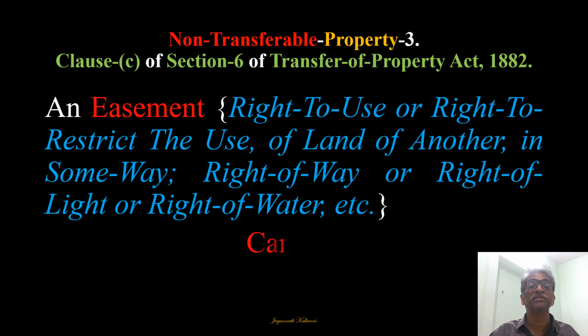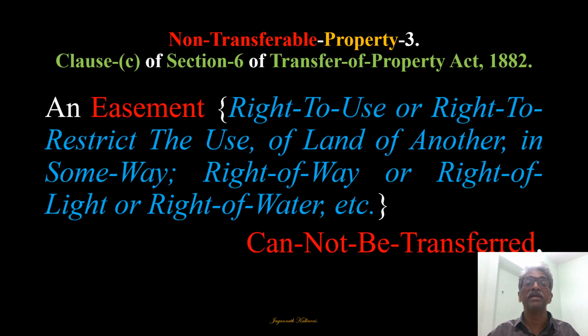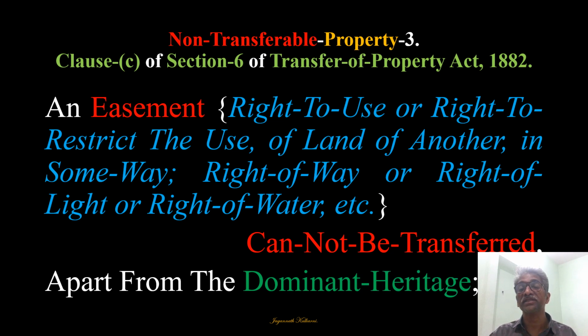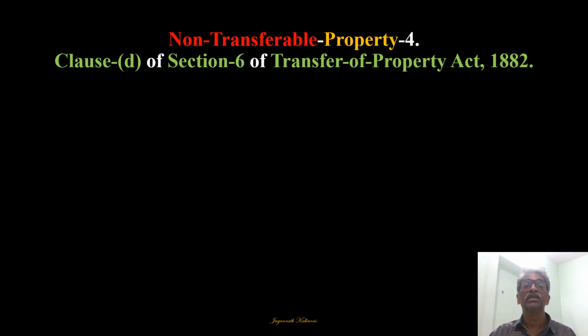Now what is the third exception? It talks about the easement. By easement we mean right of way, right of light, right of water. It cannot be transferred apart from the dominant heritage. This is again an exception.